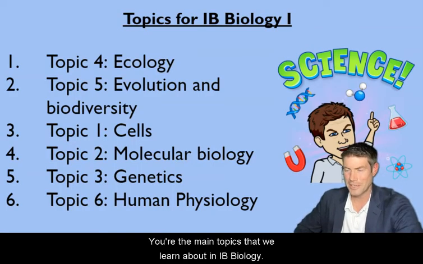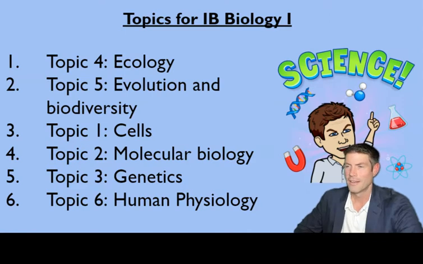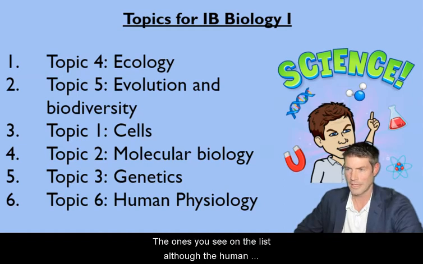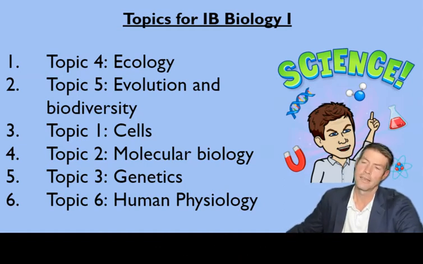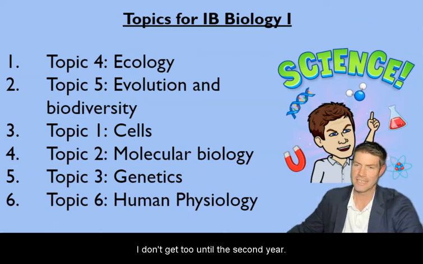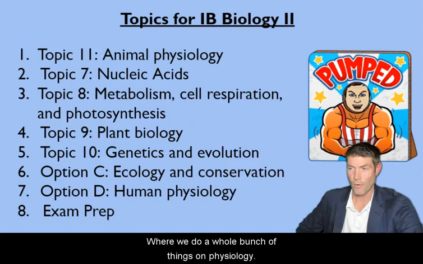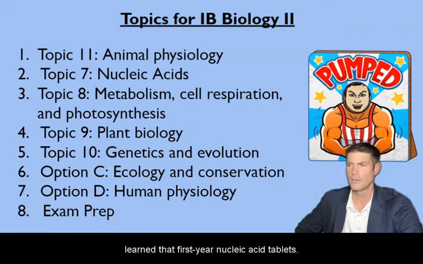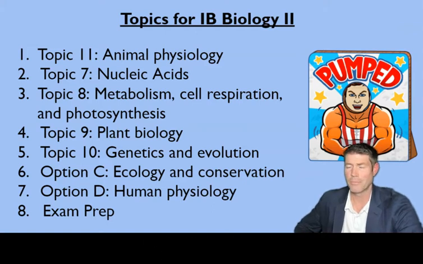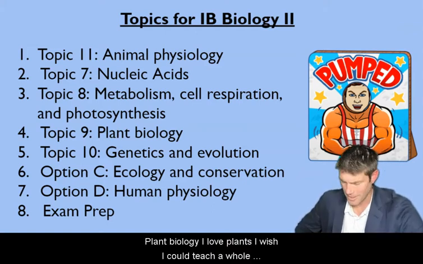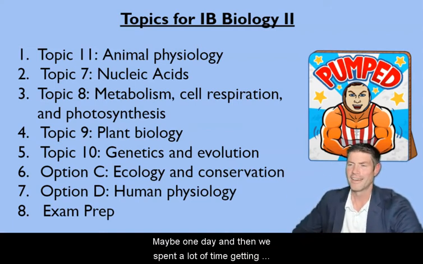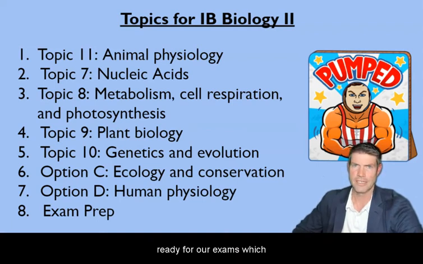Here are the main topics that we learn about in IB biology. Pretty standard. Now the first year we go through the ones you see on the list, although the human physiology normally I don't get to until the second year, where we do a whole bunch of things on human physiology, and then review some topics that we learned that first year: nucleic acids, metabolism, and plant biology. I love plants. I wish I could teach a whole class on just plants. Maybe one day. And then we spend a lot of time getting ready for our exams.